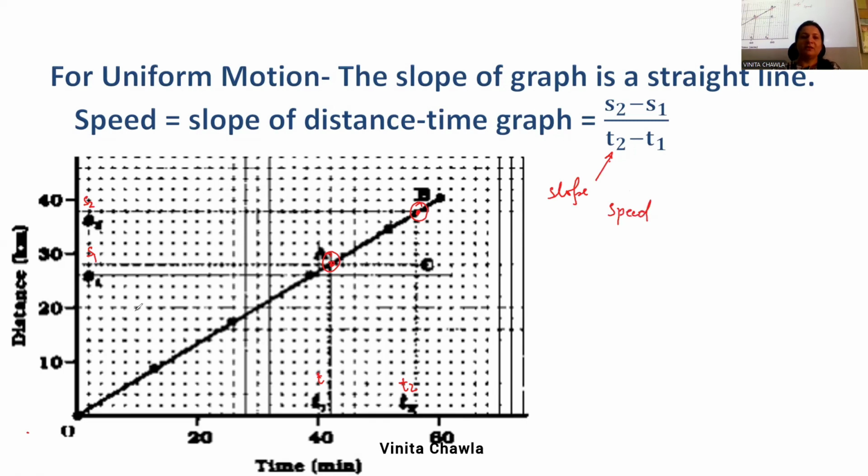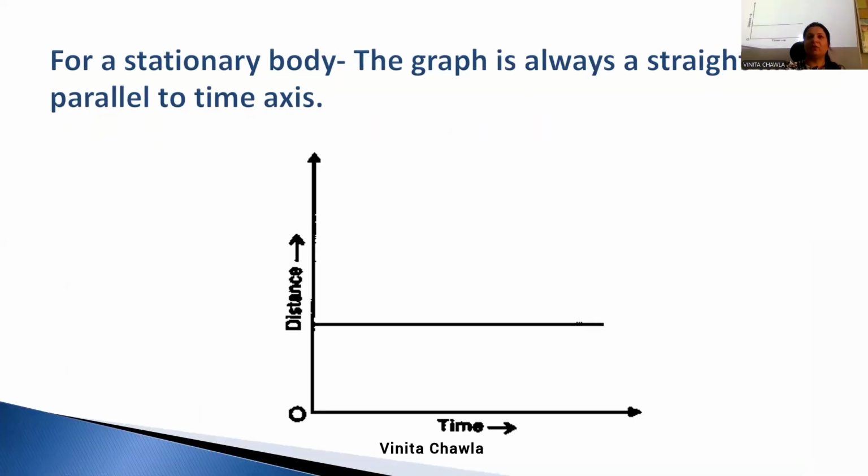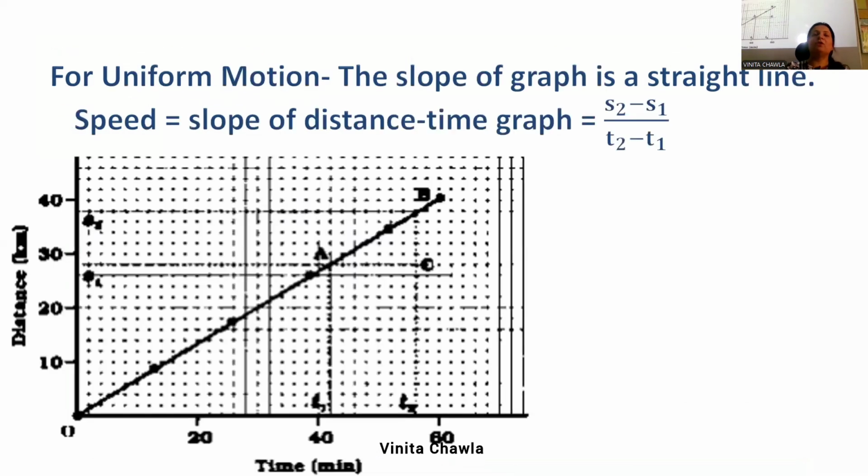Okay. So we can see that every time the object is covering equal distance in equal time. This is the case of uniform motion. You get a straight line inclined to the time axis. In the previous case, we had a straight line parallel to the time axis, when the object was at rest, not moving at all. There also we had found out the speed, and speed was 0. But here in this case, we will not get speed as 0. Speed is not 0, but we are getting a straight line again, but this time it is inclined to the time axis.